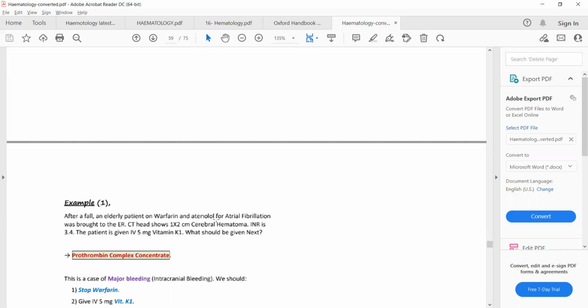The management will be IV 5 milligram of vitamin K1, which is already given. What is the next step after vitamin K? PCC will be given.